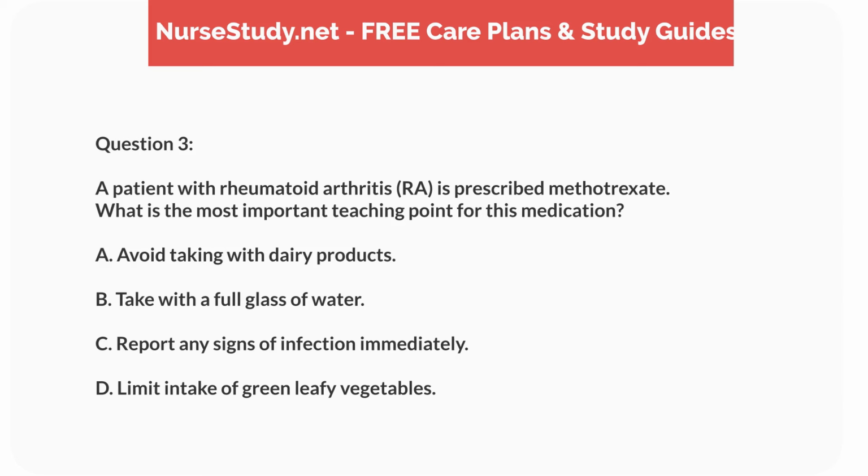Question 3. A patient with rheumatoid arthritis, RA, is prescribed methotrexate. What is the most important teaching point for this medication? A. Avoid taking with dairy products. B. Take with a full glass of water. C. Report any signs of infection immediately. D. Limit intake of green leafy vegetables.